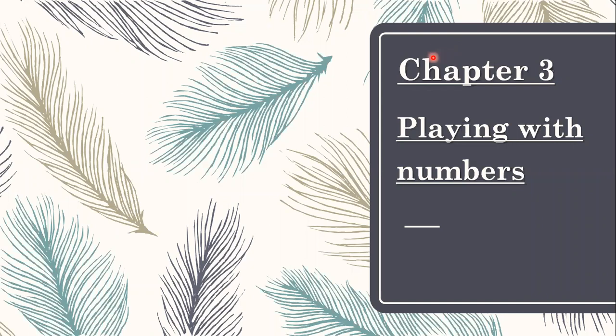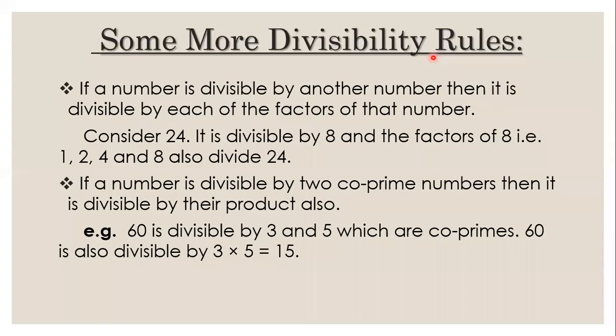Children, you have already learned about the divisibility rules of the numbers 2, 3, 4, 5, 6, 8, 9, 10 and 11. Now you are going to learn about some more rules of divisibility. The first rule is, if a number is divisible by another number, then it is divisible by each of the factors of that number.